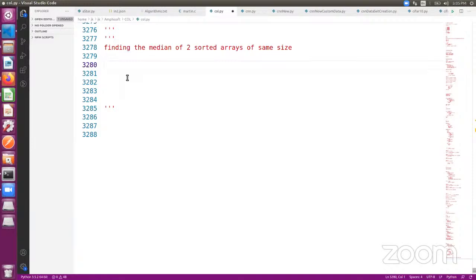Now what you're going to do is find the combined median of two sorted arrays. Let us take, for example, two sorted arrays of the same size. Array A. Array means here I mean to say it is a list. 12, 15, 26, 38.